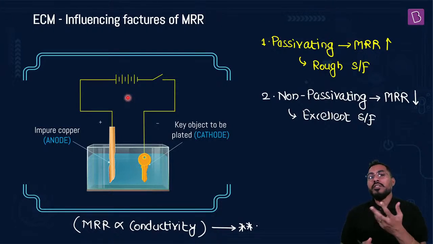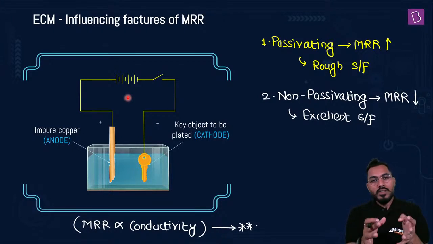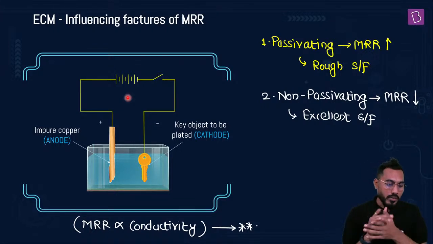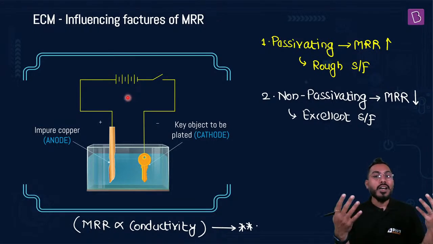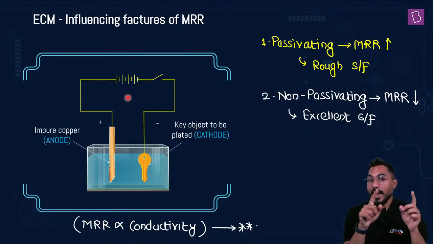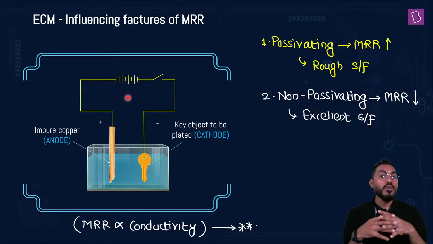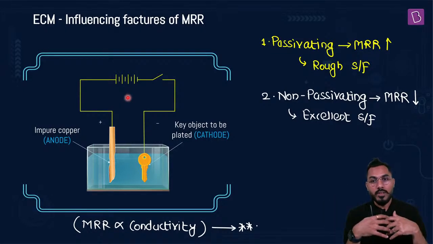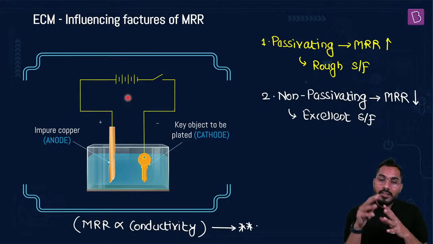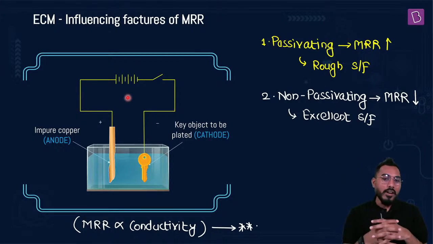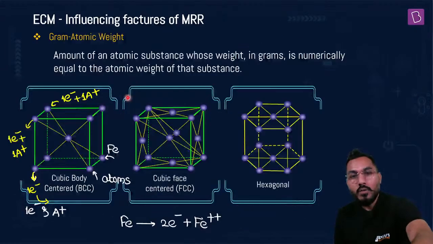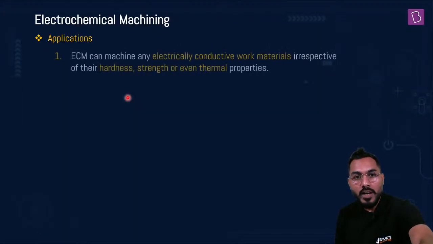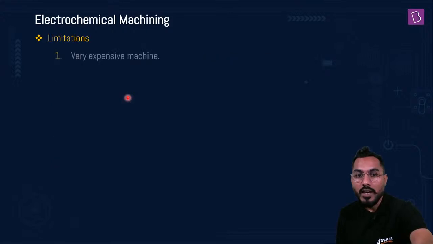Now, what are the influencing factors of MRR? It was discussed that the MRR is directly proportional to the amount of charge carried per second, which is nothing but current. And simultaneously, MRR is also directly proportional to electrochemical equivalent, and electrochemical equivalent is exactly equal to gram atomic weight divided by valency. So we converted that into one mathematical model and got one formula, right? Fine.